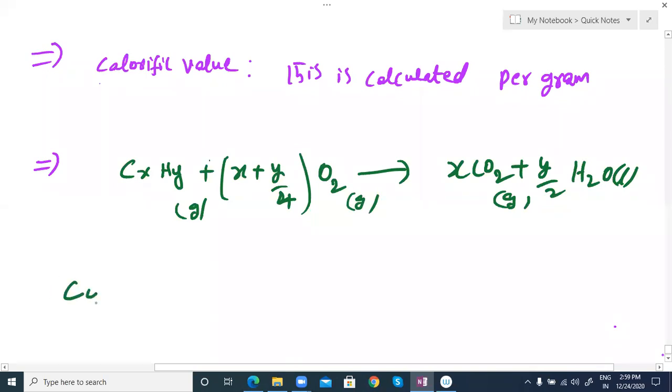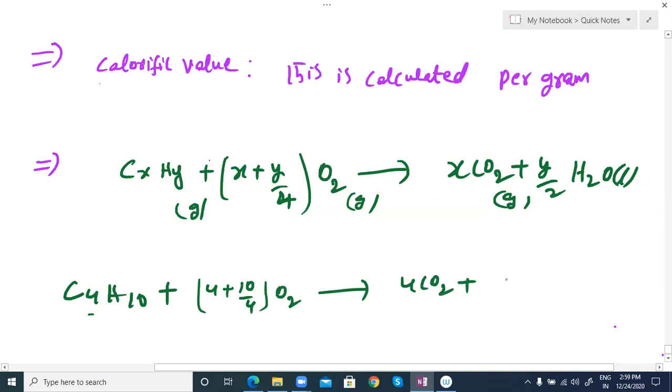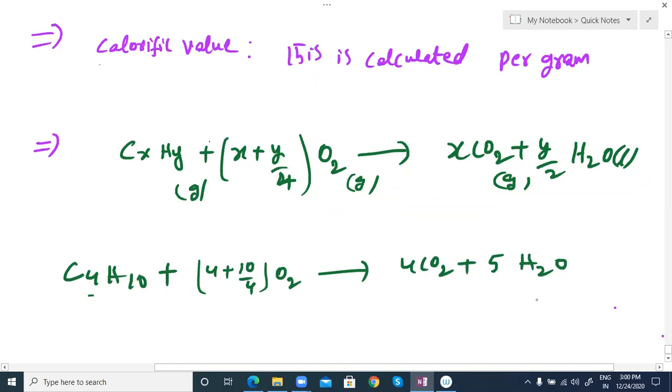For example, C4H10. You can balance here, sir. What is the x value? 4. You have to substitute here, sir, just compare. Here x equal to 4, y equal to 10. Just substitute and you automatically get the balanced equation. 4 plus 10 by 4, that many O2 required. Here, 4 CO2 plus, y value is 10, so 10 by 2 means 5 H2O. How much will you get?